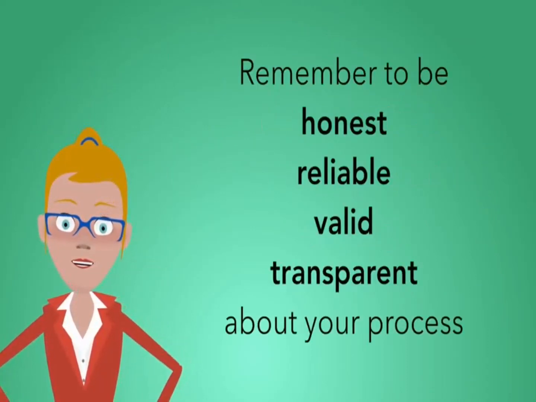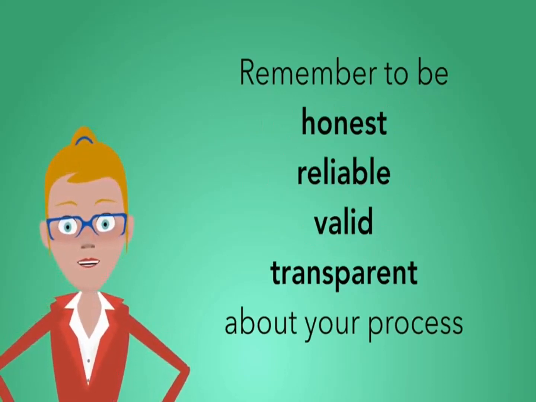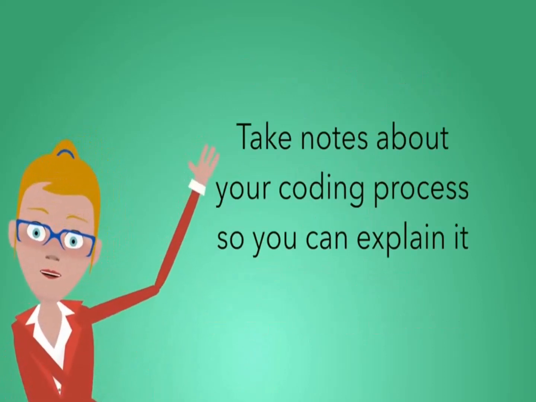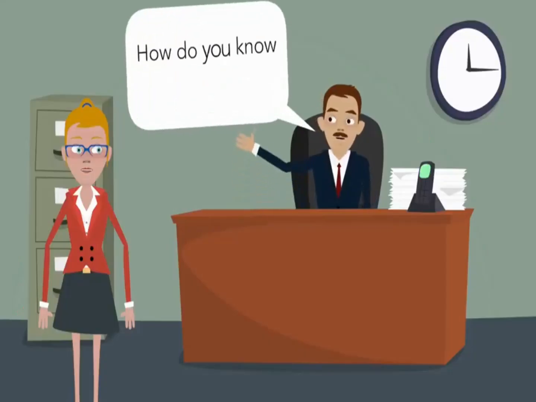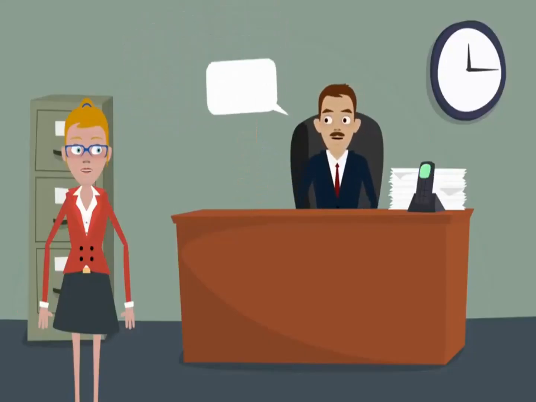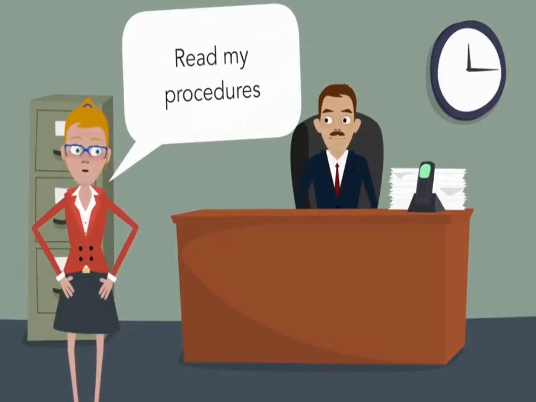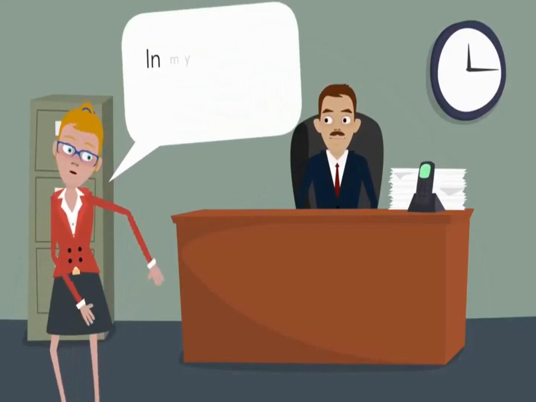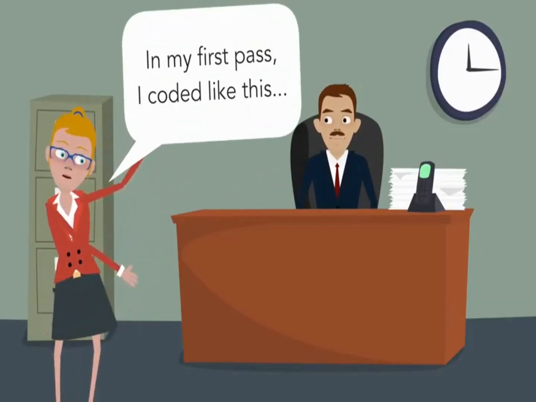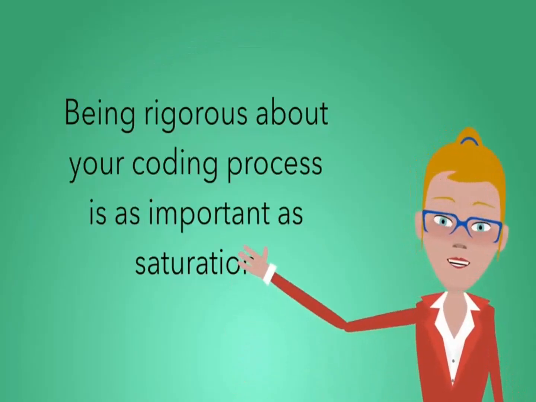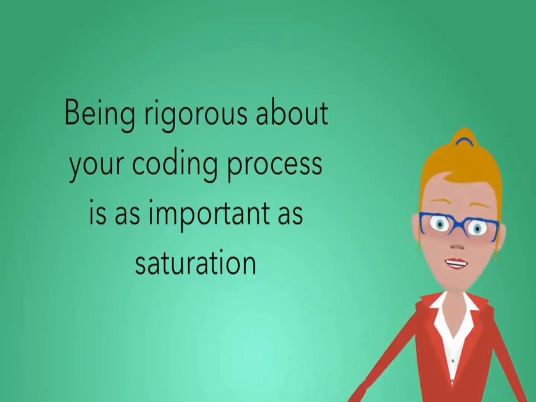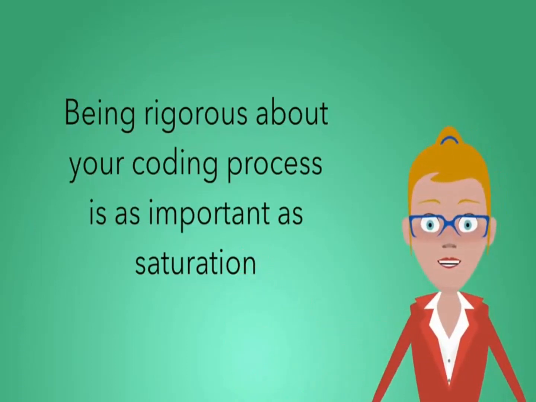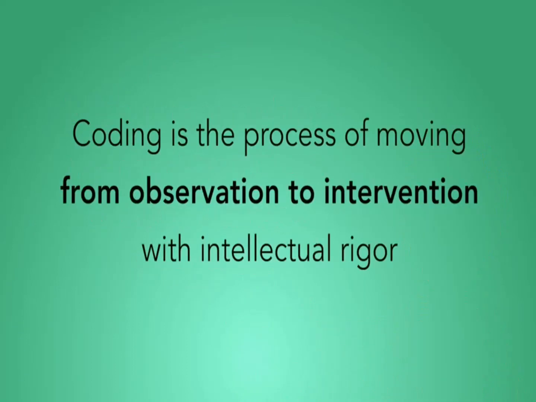Transparency is also a really important concept in qualitative work. Take notes about your coding process so that when people ask you, how do you know what you know, you can say, in my first pass, I used these codes, and then after my second pass, I went through and collapsed these codes into these codes. Coding and rigor in your coding process is as important as attending to saturation in your data collection process. And we code for theoretical intervention.